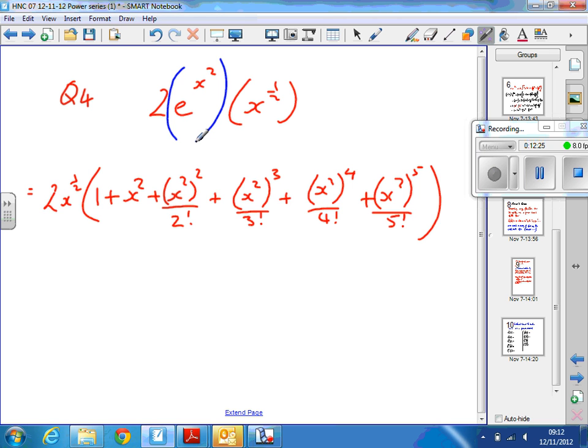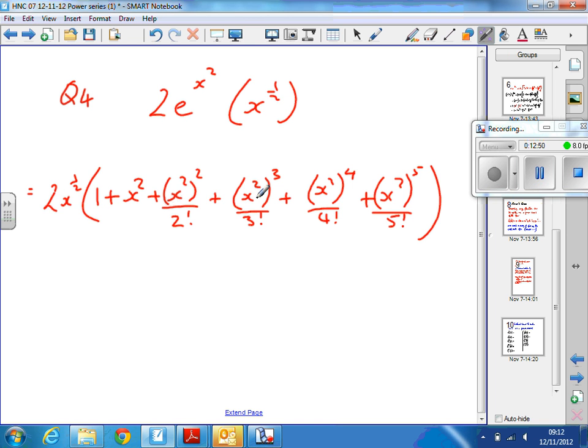So it's 2x to the half that is our a that goes in front, and then we expand out the exponential function. 1 plus whatever the exponent is, which in this case is x squared, plus x squared to the power 2 over 2 factorial, plus x squared to the power 3, and so on. Just put it into the power series. As far as we want 6 terms, so as far as x squared to the power 5 over 5 factorial.